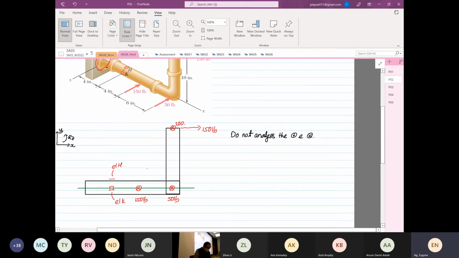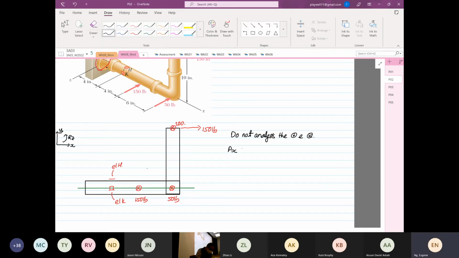Okay, so now let's see. We know that there's an axial load in the x direction at 150 pounds. Why is that? Because the 150 pounds that I'm going to highlight now will generate an axial load over here, which I'm going to draw in a different color, on the centroid at 150 pounds.